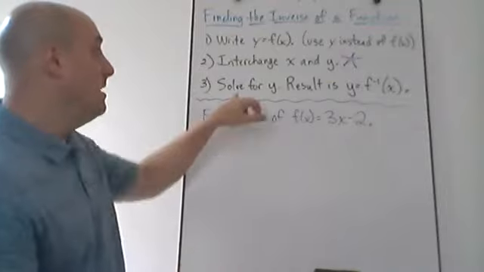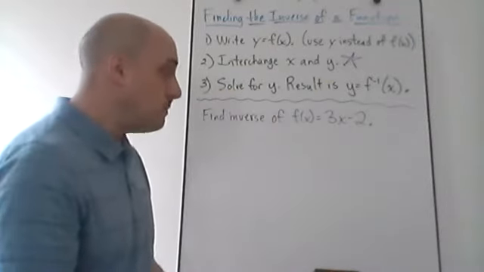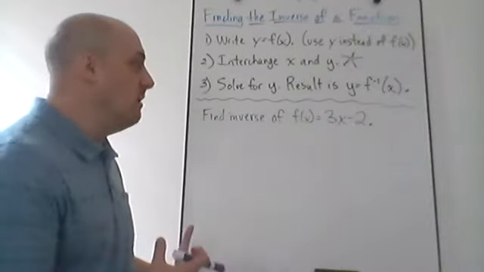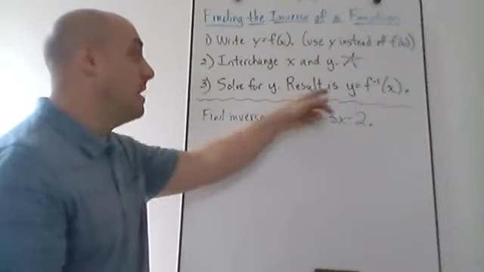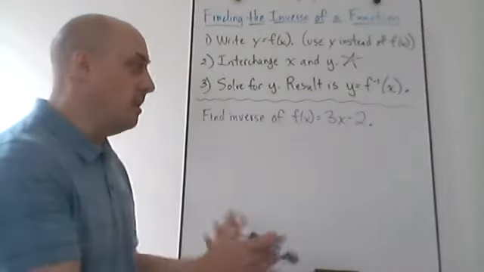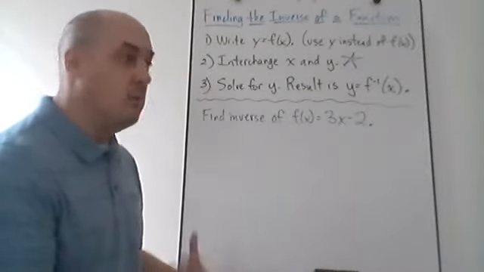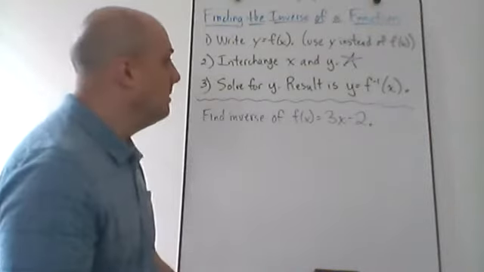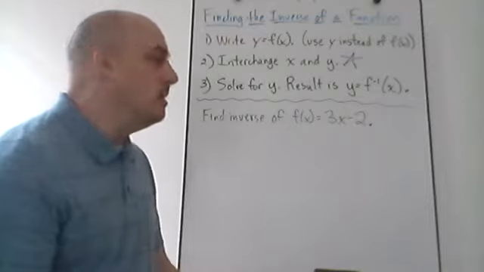Once we do that, then we solve for y. Whatever equation we end up with when we switch all the x's and y's, we then have to solve that equation for y, and the result that we get is y equals f inverse of x. So when we solve for y, after we switch x's and y's, whatever we get is the inverse of the original function that we started with. So it's not real hard to do.